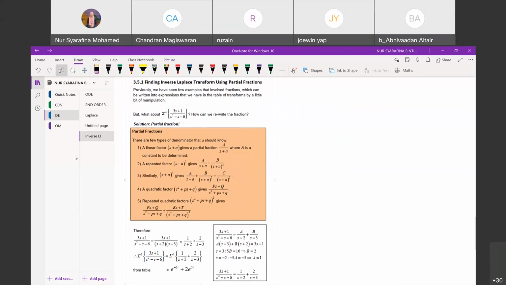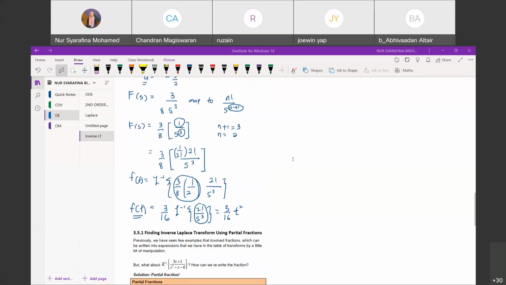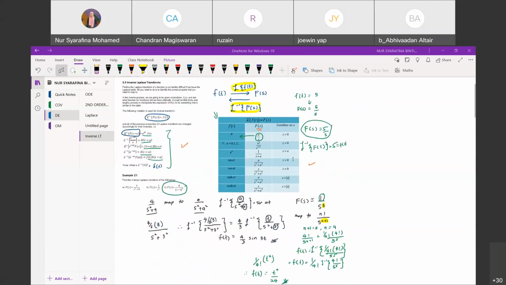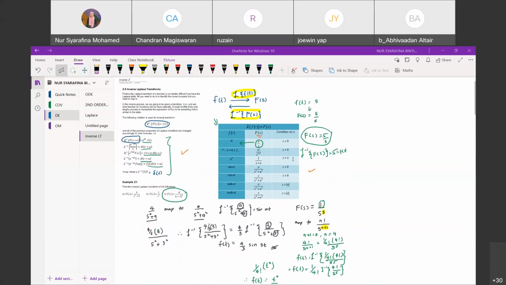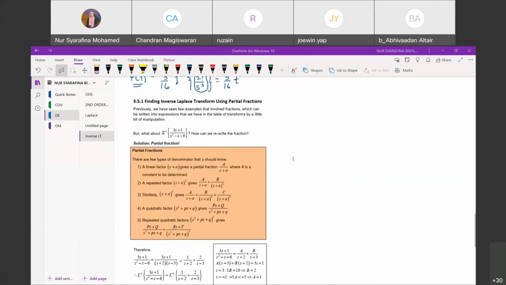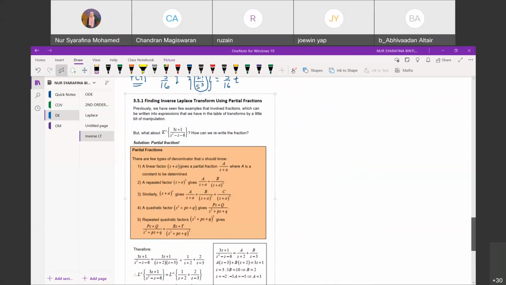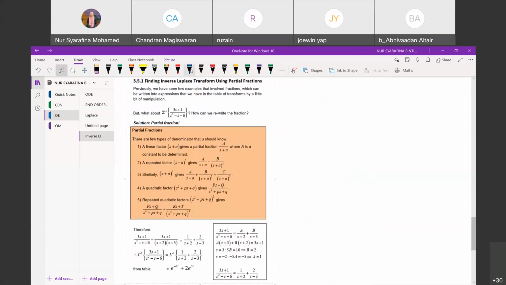All right. So the next one, still, we are going to find the inverse transform. But what if that function is quite complicated in order for you to simplify? Where you cannot directly understand the function based on the table of transformation and also the properties. So what you need to do here is to simplify the function first by using partial fraction. Okay, so let's take a look.